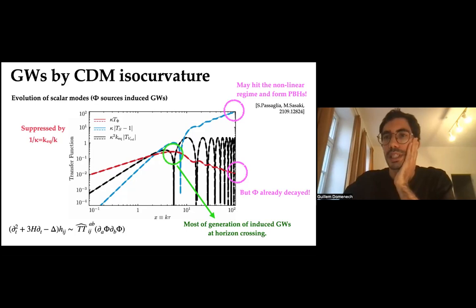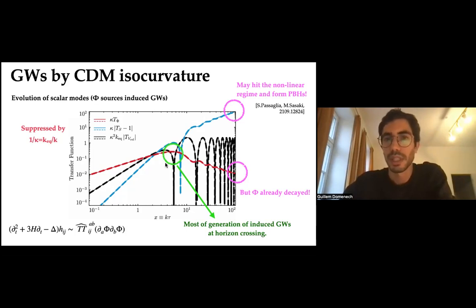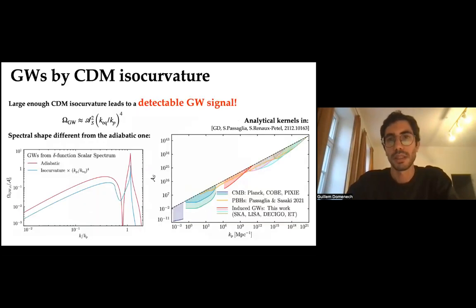What Sasaki-san and Samuel showed is that the isocurvature keeps growing and eventually reaches the nonlinear regime. Maybe you form PBH, but it's not so important for the calculation of induced gravitational waves. They are generated much earlier when they cross the horizon. Now you can compute the induced signal. It's suppressed by the relative energy density at horizon crossing, but if you have large enough cold dark matter isocurvature, you have a detectable signal.